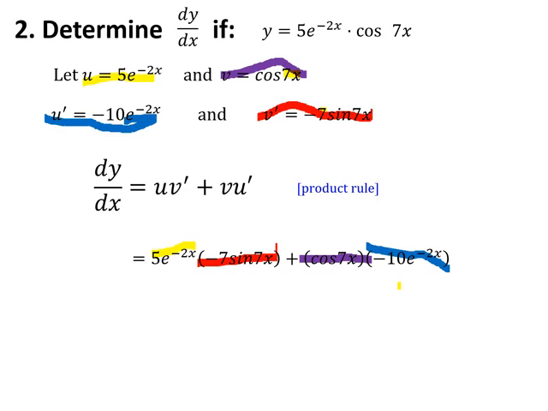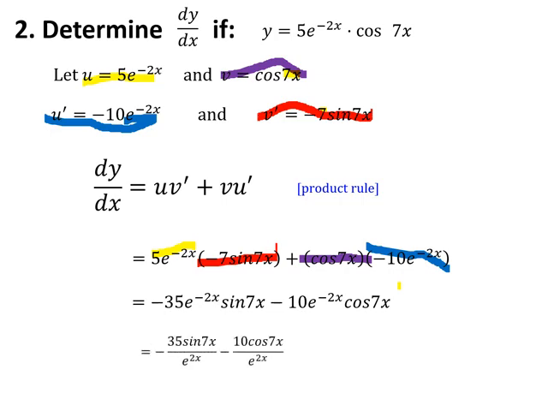Then the next step is simply simplifying. But our solution at this stage is having negative exponents. So to make a negative exponent positive, you simply take it down to the denominator. So you take the minus e to the minus 2x, take it down to the denominator for both terms. Then you have that as your final answer with positive exponents.